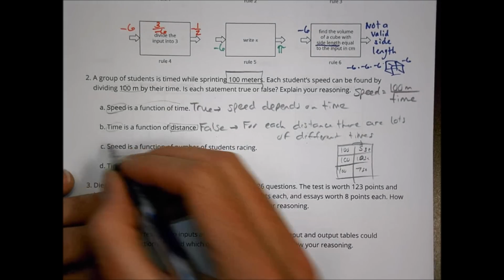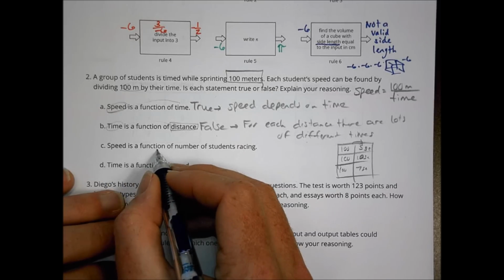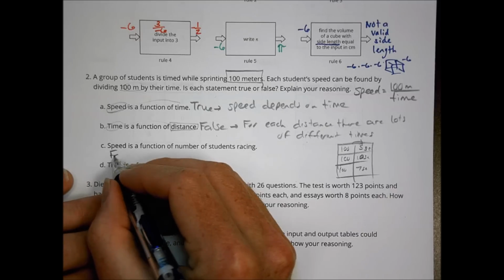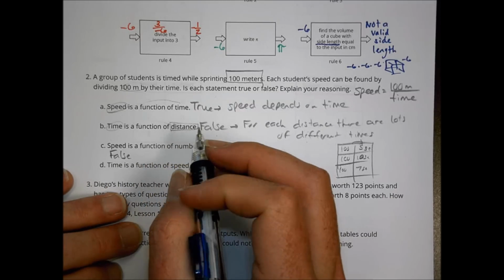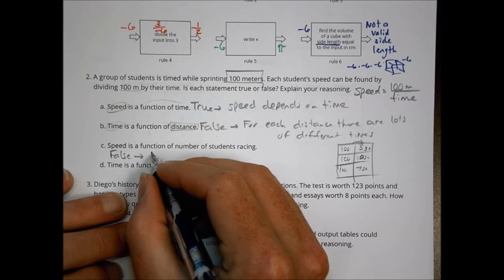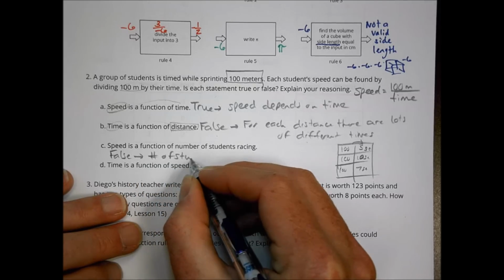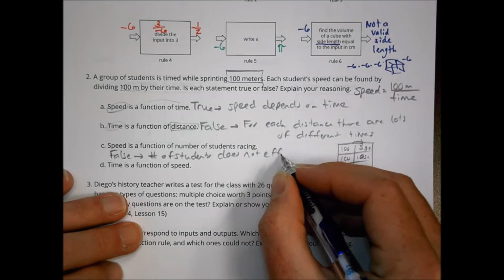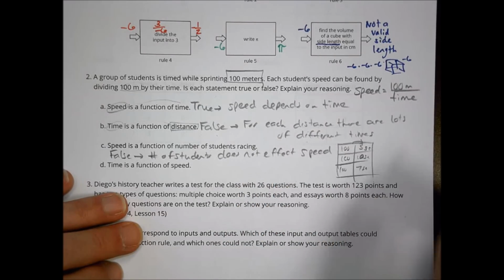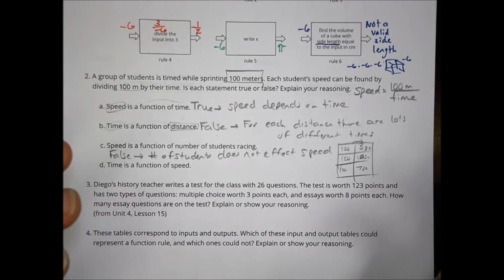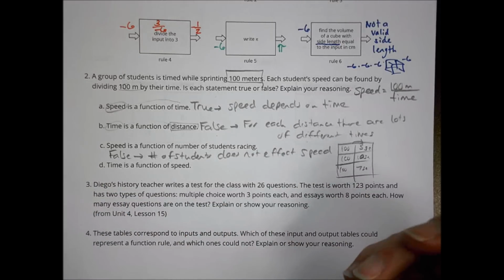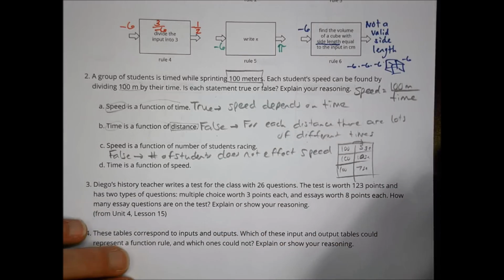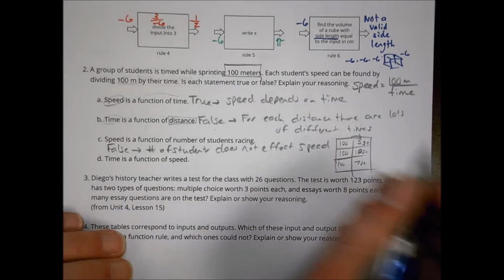All right, C. Speed is a function of number of students racing. Okay, that's going to be false. And that's because the number of students does not affect the speed, right? The number of kids in the race doesn't change how fast somebody runs. Either you ran fast or you ran slow. Just because there are 100 people doesn't mean you ran faster or slower, unless of course they trip you and knock you over, and then that's another story.